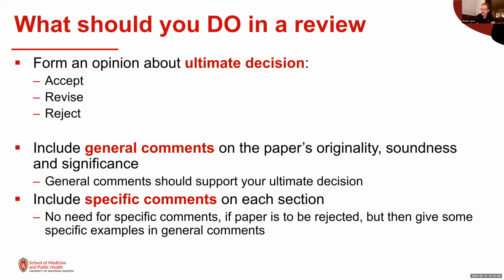And a very important thing when you start reviewing, before you go into the details, is that you form an opinion about the ultimate decision. As I mentioned earlier, there are three main categories: accept, revise, reject. So before you start writing your review, you should already know what would be the fate of this article. Most often, journals don't want you to put the decision in the written review, but they will ask you in a separate question, what's your recommendation?